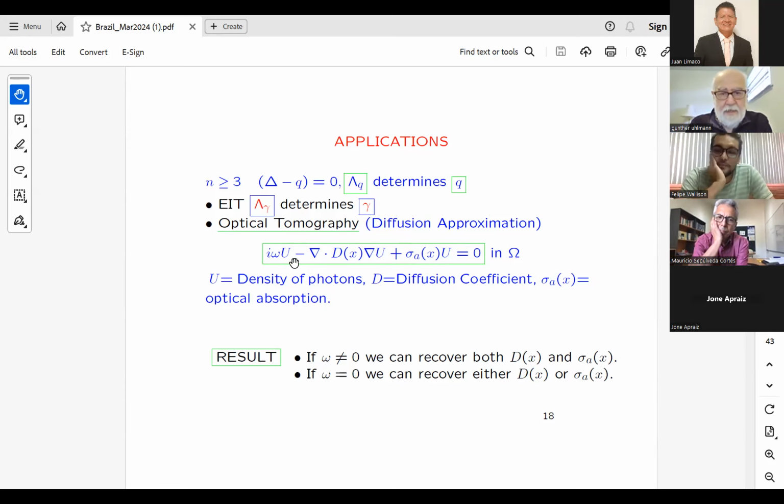Right. If omega is 0, you can reduce it to a potential, but the potential has two parts: the Laplacian of the square root of d divided by the square root of d, and sigma a, and you cannot separate them. But in the other case, you can. I see.